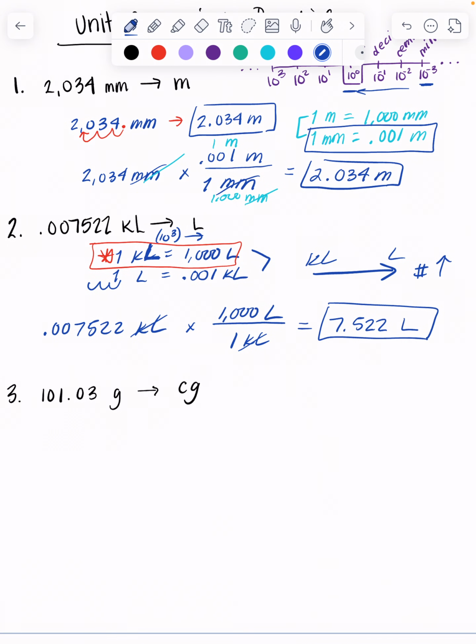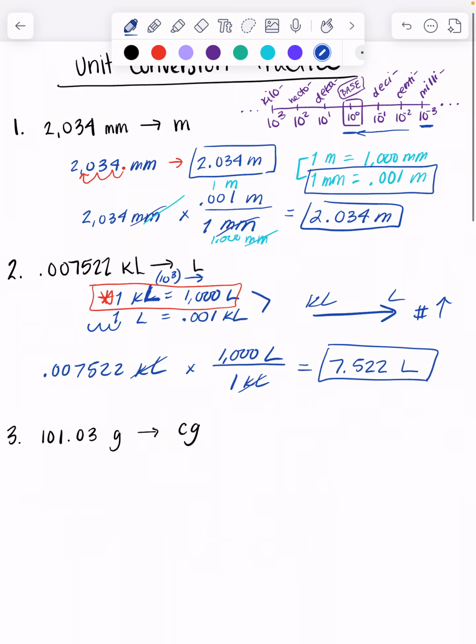101.03 grams to centigrams. Ooh, see, and this is one that we have not gone over a lot. I really love the 10 to the third, 10 to the negative third conversions, but it's good to know how to get to centi, right? Centi again means 10 to the negative 2, so it's not as big of a jump, right? So I try to set up my equivalencies first. I go 1 gram equals, or 1 centigram equals.